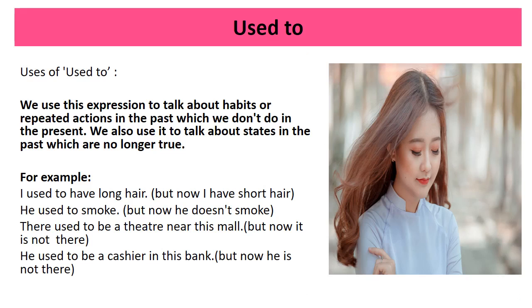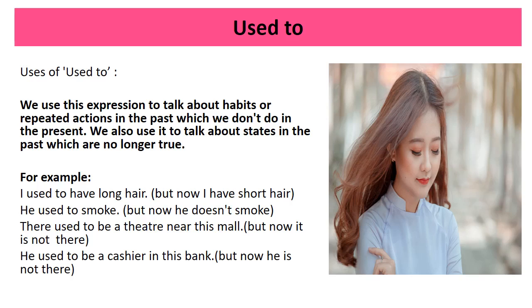Now students, next modal is used to. We use this expression to talk about habits or repeated actions in the past which we don't do in the present. जो काम हम past में करते थे और अब नहीं करते हैं. We also use it to talk about states in the past which are no longer true. For example, I used to have long hair. It means now I have short hair. Past में मेरे लंबे बाल हुआ करते थे पर अब नहीं है, अब छोटे हैं.